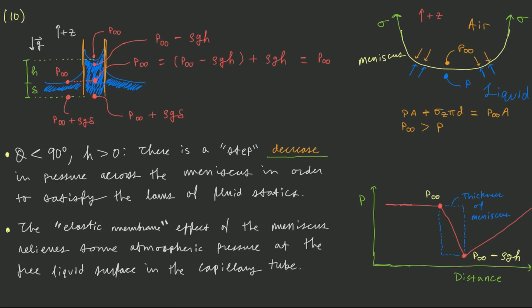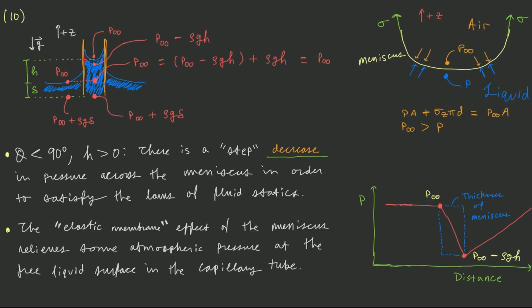Now, once we hit right below this meniscus, we've crossed the meniscus fully, we've crossed the thickness of the meniscus fully, we are now back to hydrostatics, and our pressure increases with distance again, such that we go from P infinity minus rho g h, and once we go down to distance h, we're back to P infinity, and we go down to distance delta, where P infinity plus rho g delta, and now everything is kind of as we would expect with hydrostatics. So the way to visualize this is the elastic membrane effect of the meniscus is relieving atmospheric pressure on the liquid in the capillary tube.